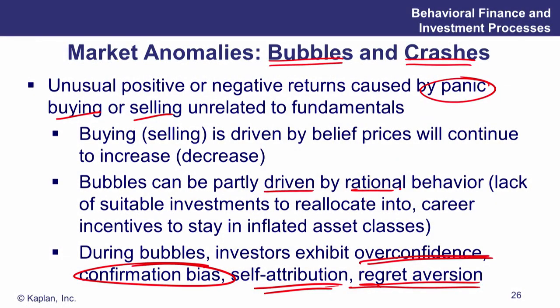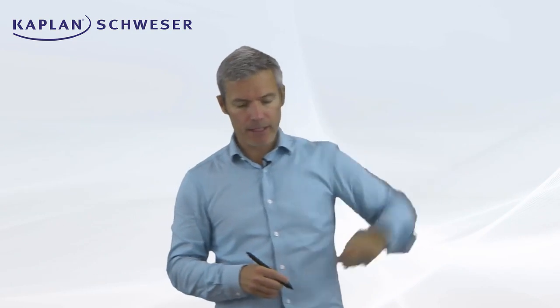So yes, some of this behavior can be rational. If there's a lack of suitable investments in the market, or even you could argue it's rational to stay in inflated asset classes if you'd get fired for rotating out of it, because, like I said earlier, your clients wouldn't be happy if you're not in a theme that's working. That isn't great. That sounds like perverse incentives, but you could at least justify why you would buy something that's been going up on that basis. But the general idea is that these behavioural traits, confirmation bias, overconfidence, self-attribution, regret aversion, this fear of missing out, feed into this momentum effect.